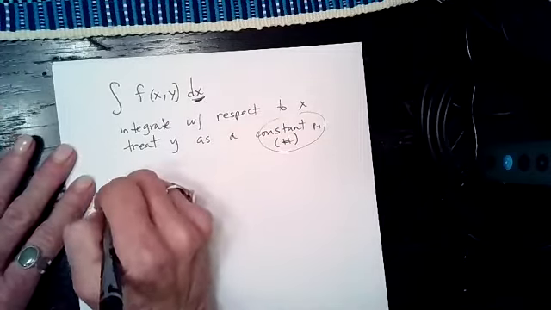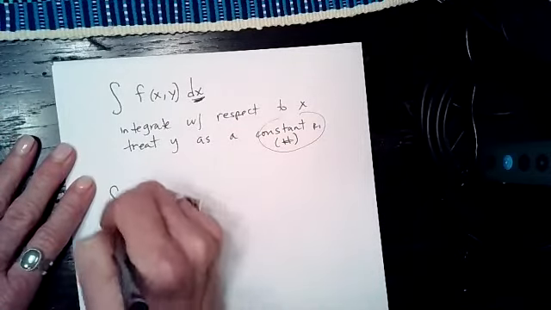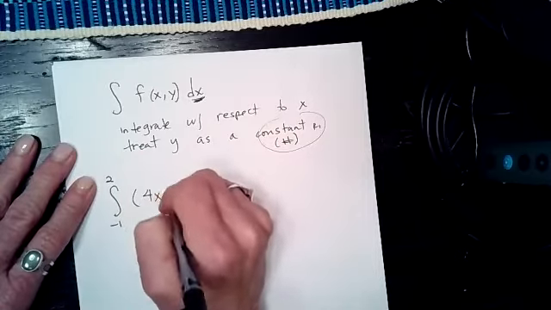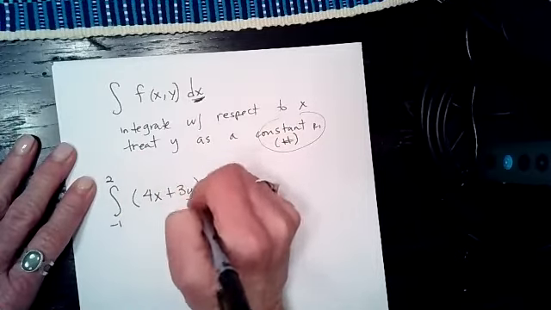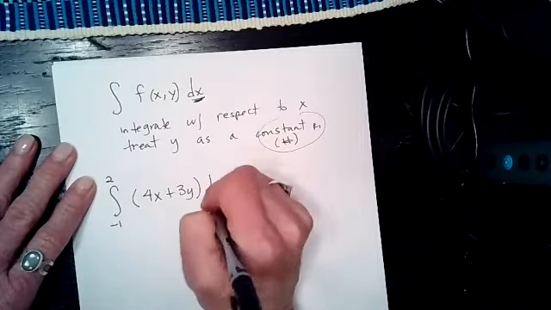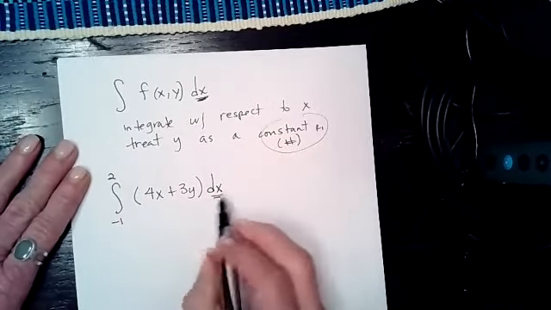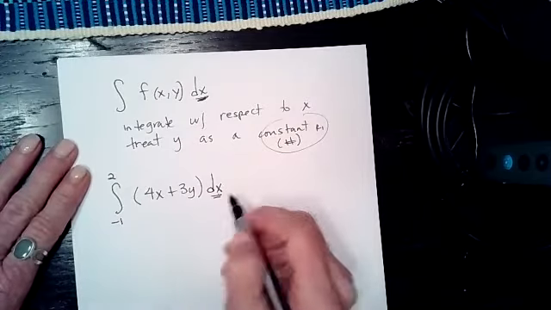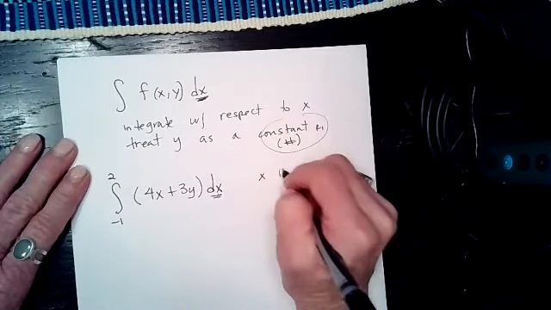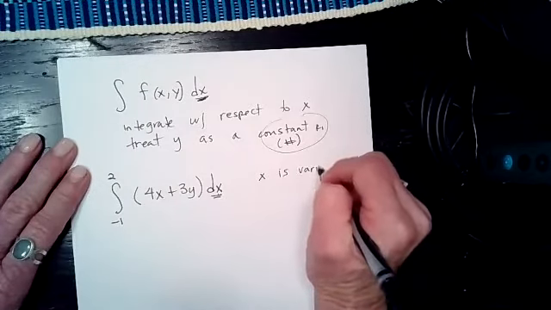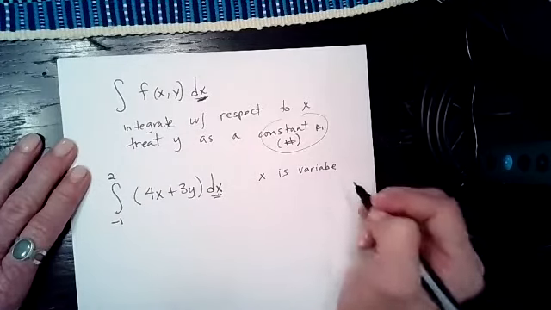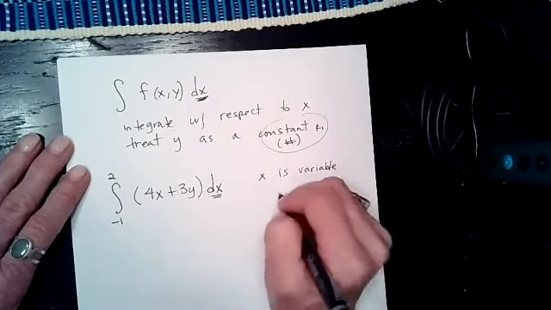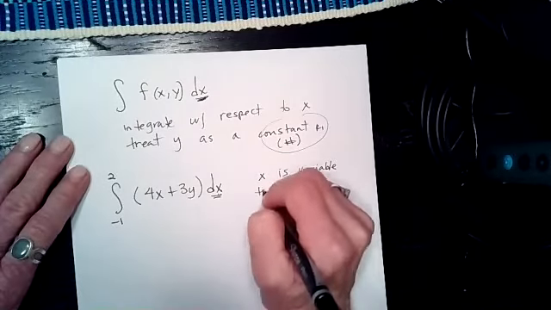So let's say I have this, the integral from -1 to 2, and I have 4x plus 3y, and want to integrate it with respect to x, okay? So this is very important right here. This tells me that x is my variable term. Okay, but I have two variables. All right, but then I have to treat y as a constant term.